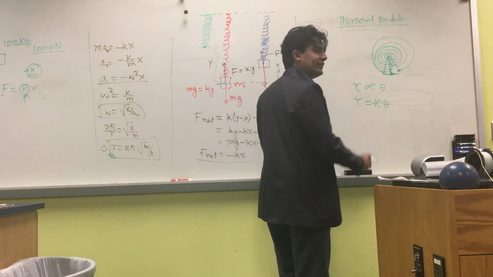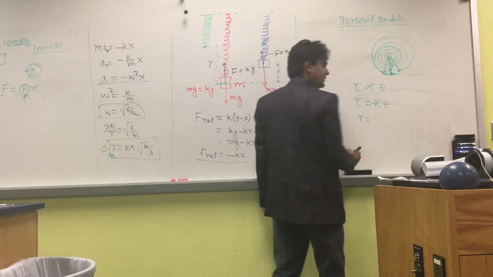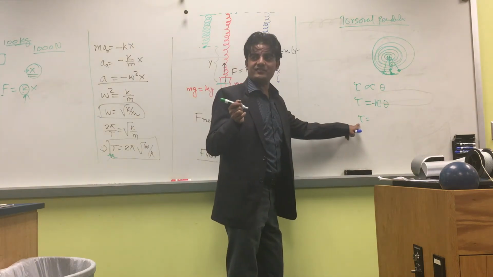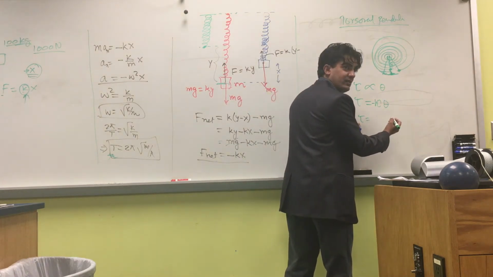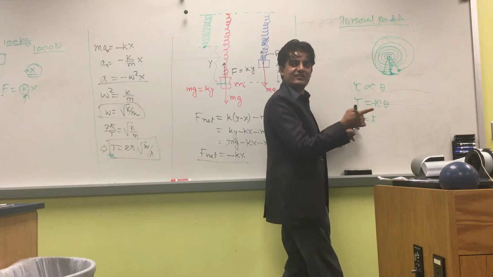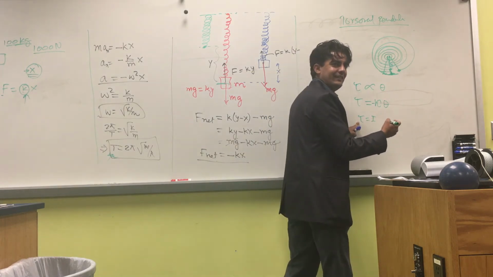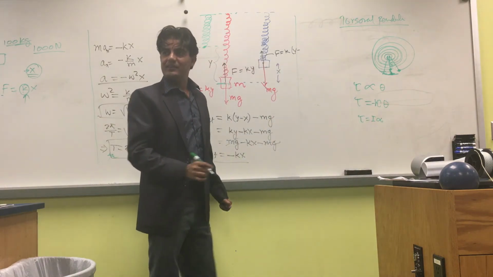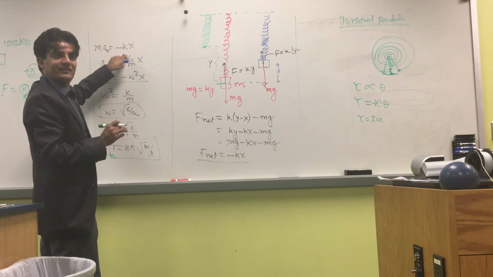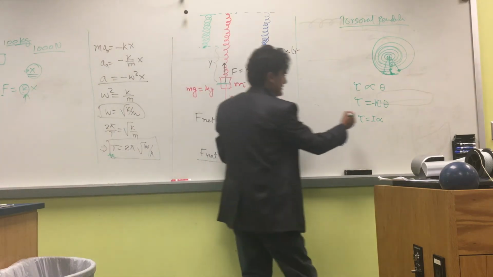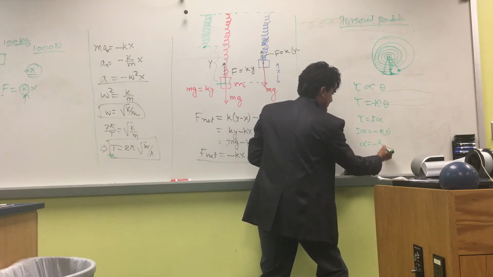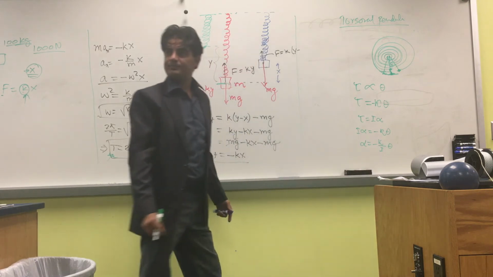Torque is like force, isn't it? Force is mass times acceleration. So in case of torque, mass corresponds to what? Moment of inertia, yes. Mass corresponds to I, and acceleration corresponds to alpha. Very good. So when you equate this, same thing, just like this: I alpha equals minus kappa theta. So your alpha equals minus kappa over I times theta. Is that right?